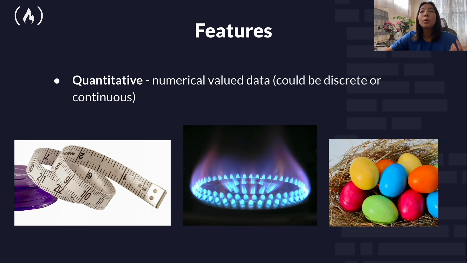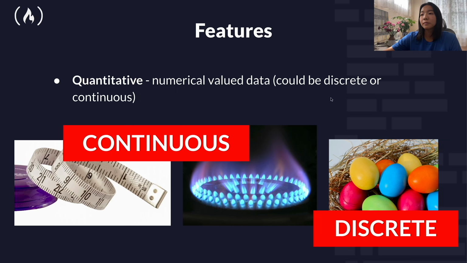All right, there are also quantitative pieces of data. Quantitative pieces of data are numerical valued pieces of data. This could be discrete, which means they might be integers, or it could be continuous, which means all real numbers. For example, the length of something is a quantitative feature. The temperature of something is a quantitative feature. And then maybe how many Easter eggs I collected in my basket this Easter egg hunt, that is an example of a discrete quantitative feature. Okay, so these are continuous, and this over here is discrete.